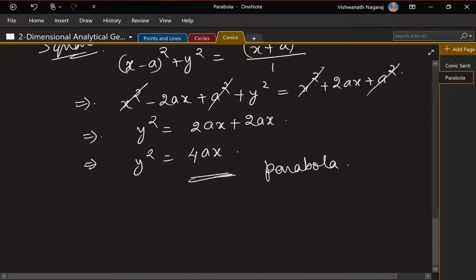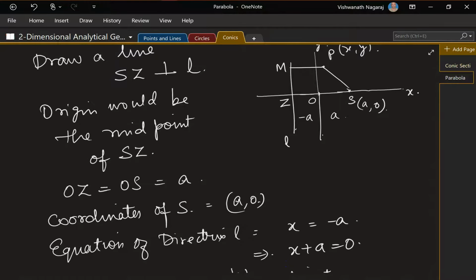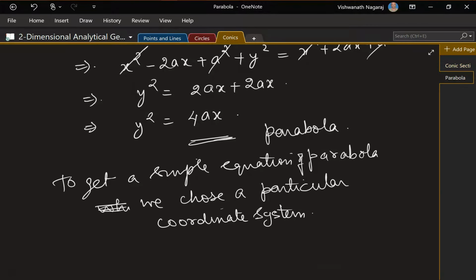Now to get a simple equation of the parabola, we chose a particular coordinate system, a particular point as the origin. We chose the x-axis and y-axis so that we could get a simplified version of this equation.